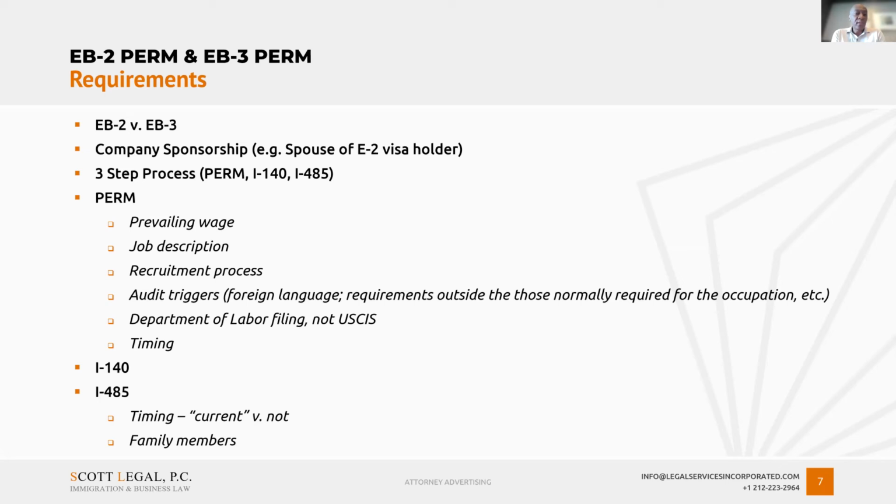EB3 can be lots of different things. It can be unskilled labor even. I've seen green cards approved for dishwashers. So although it's difficult because it's hard to prove that you can't find a qualified U.S. worker. Then the I-485 is again, we're going to file depending on whether or not the category is current.